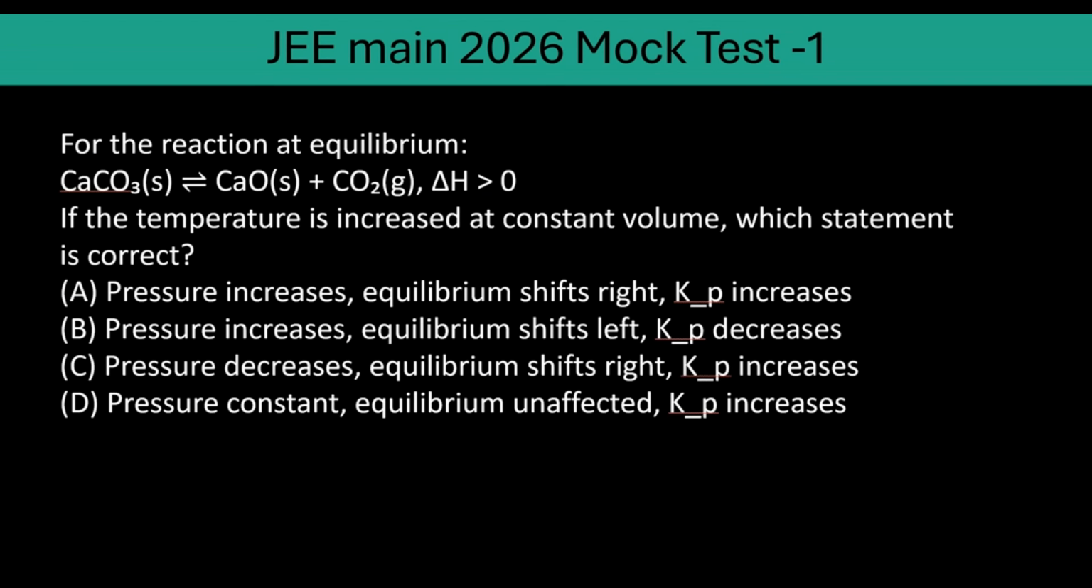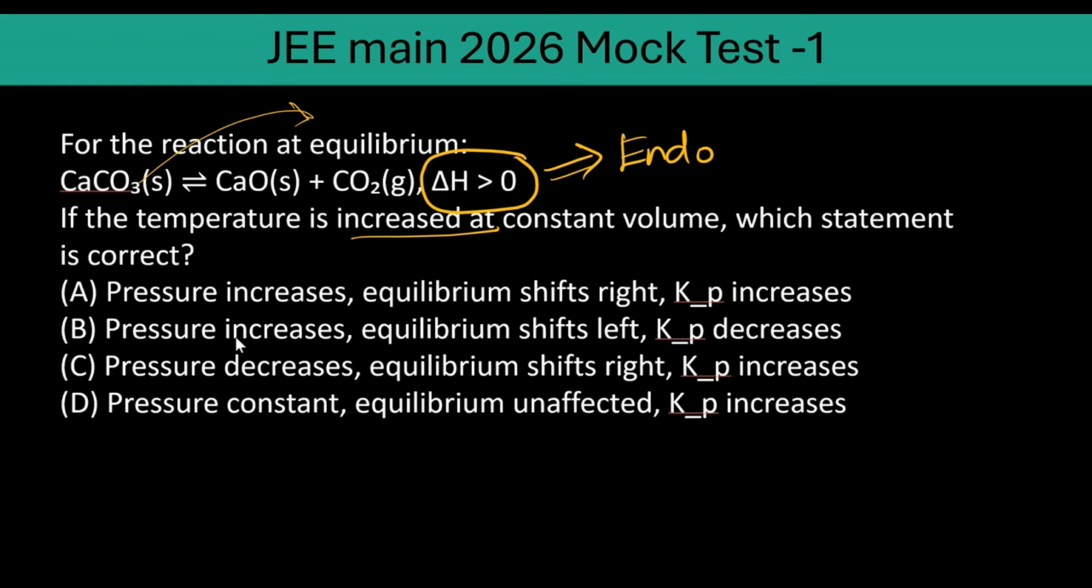For the reaction at equilibrium, calcium carbonate gives calcium oxide and carbon dioxide, delta H is greater than 0. If the temperature is increased at constant volume, which statement is correct? They are saying the temperature is increased at constant volume. So according to Le Chatelier's principle, for an endothermic reaction, because delta H is a positive value, heat is absorbed. So endothermic reaction, temperature is increased, so which will lead to more products. Correct? More temperature we are giving so that it can absorb to form the product.